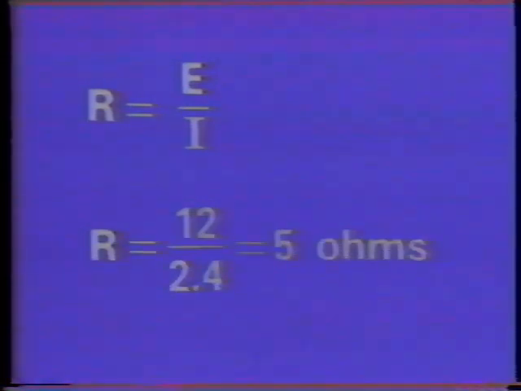And if we know what current and voltage are, we can calculate the resistance. For instance, if we know that our circuit contains a 12-volt battery and we get a current reading of 2.4 amps, we can figure out the resistance. Formula is R equals E divided by I. So it's R equals 12 divided by 2.4, or 5 ohms.